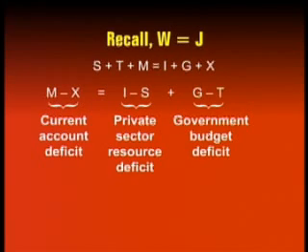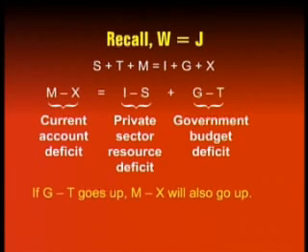Now, it is simple to see that any increase in G minus T, that is the government budget deficit, is likely to increase the current account deficit as well, assuming that I minus S remains constant. Because note that this relationship, m minus x equals I minus S plus G minus T, is in the nature of an equation which holds at all times, that is when there is equilibrium. It's an identity in that sense. Therefore, if G minus T goes up, m minus x will also go up. That is, any increase in the government budget deficit or fiscal deficit will feed into the current account deficit.